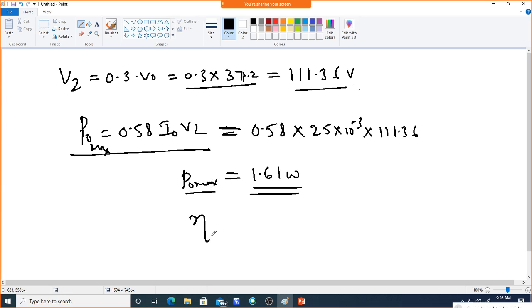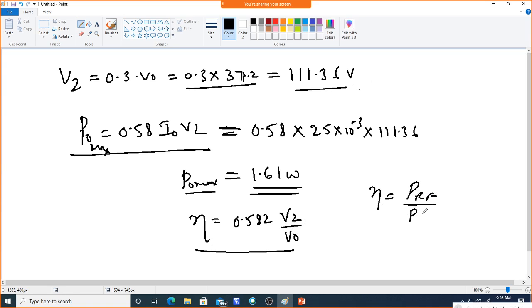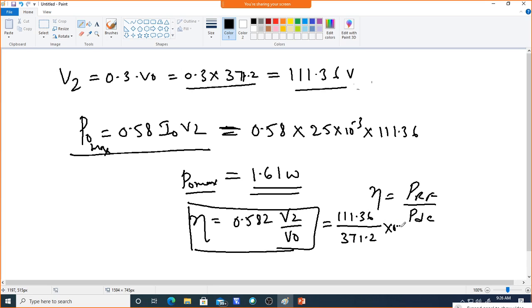Now what is the efficiency? Efficiency we get as 0.582 into V2 by V0. So this is the equation. Or you can calculate the RF power by DC power, so that also you can do. This is another expression for efficiency, given by V2 by V0. Now we know V2, so the efficiency is 111.36 divided by V0, which is 371.2, into 0.582. How much is the efficiency?